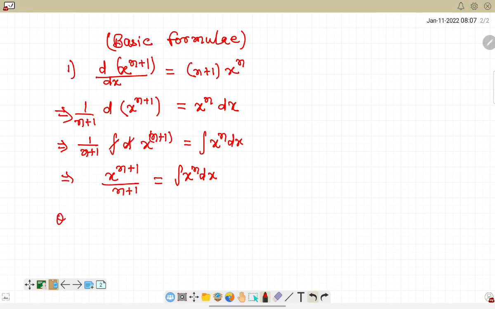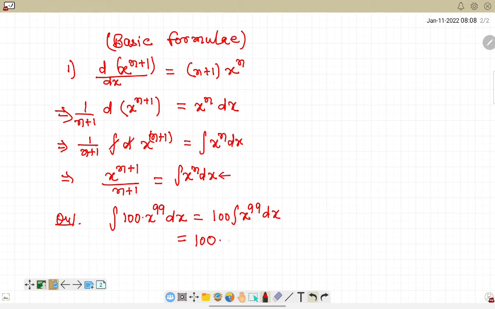We can take an example. So one question: what is the integration of 100 into x raised to the power 99 dx? We can take 100 outside because 100 is a constant value, and x raised to the power 99 dx we can write next. This time you can check from this formula the value of n is equal to 99. So we can write x raised to the power 99 plus 1 divided by 99 plus 1. And don't forget to write the constant c.